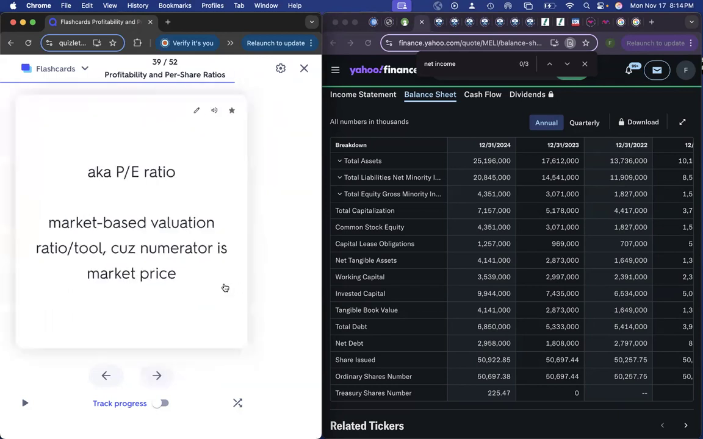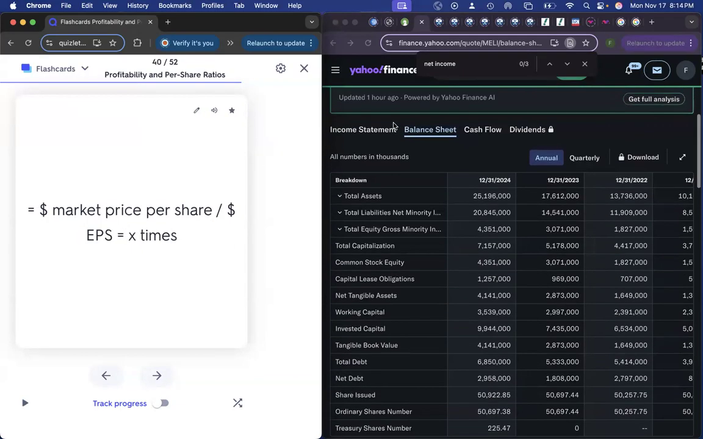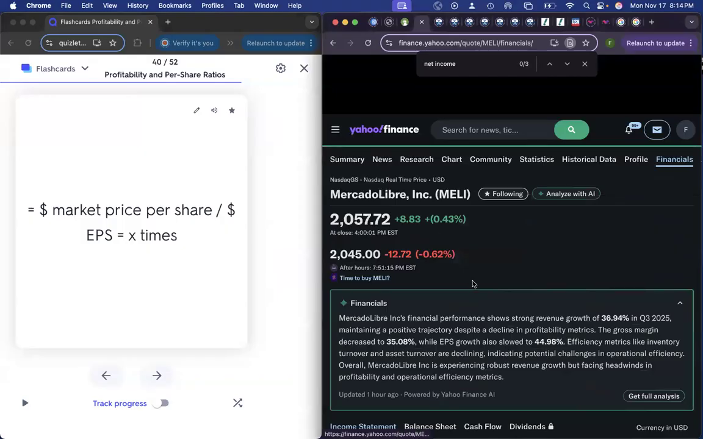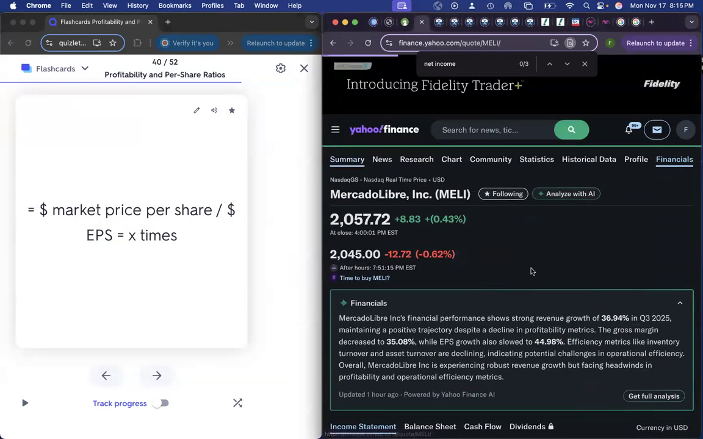Price earnings ratio, aka the PE ratio. It's a market-based valuation tool, and it's market-based because the numerator is the market price. So the formula is the dollar market price per share over the dollar earnings per share, which gives you a number that you say is like X times. So let's go back to our summary here.